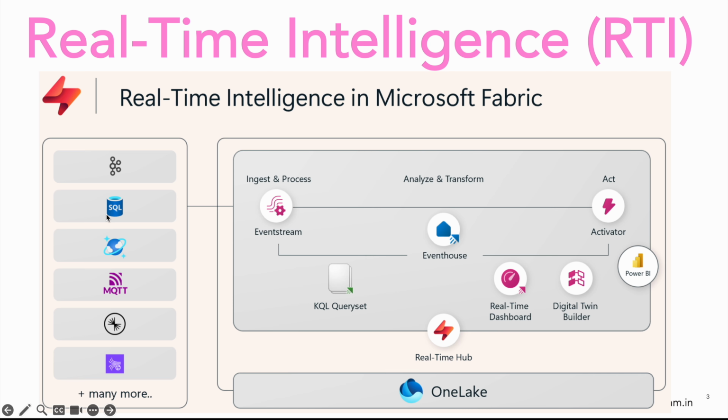So all the data changes that happen in relational databases or non-relational databases like Cosmos DB, all the data changes or data mutations can be captured and sent to the real-time intelligence workload for near real-time processing. There are MQTT tools also, and there can be third-party or other cloud providers also, like AWS Kinesis, Google Cloud PubSub, etc.